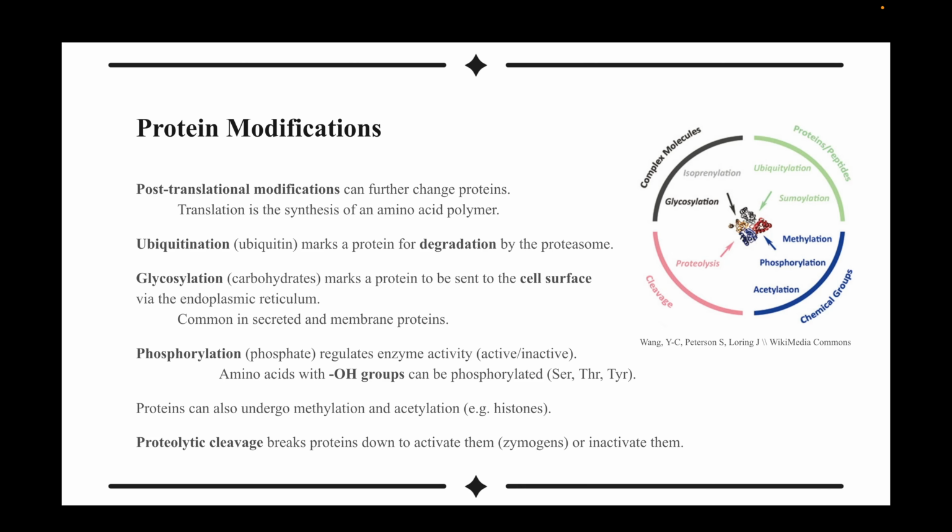Phosphorylation regulates enzyme activity to make it active or inactive. Only amino acids with OH groups can be phosphorylated, like serine, threonine, and tyrosine. Proteins can also undergo methylation and acetylation, and proteins can also go through proteolytic cleavage to break proteins down in order to activate them, which you may see in the case of zymogens, or to inactivate proteins.